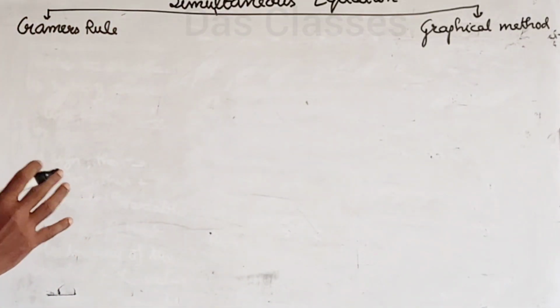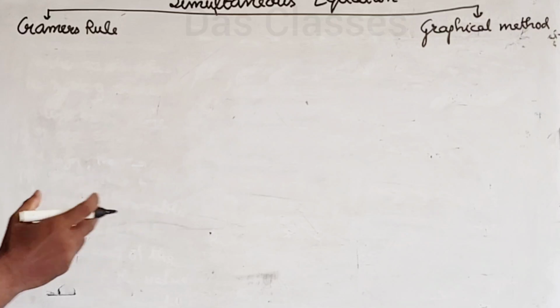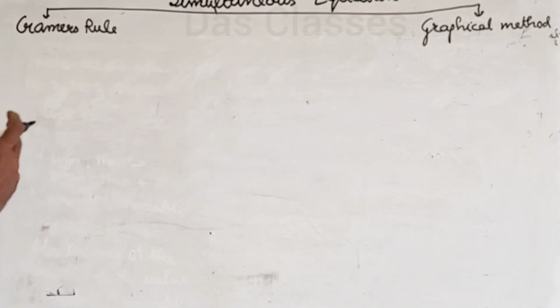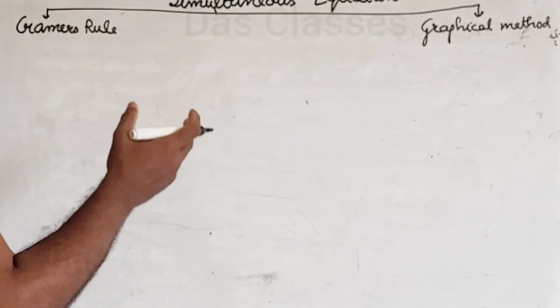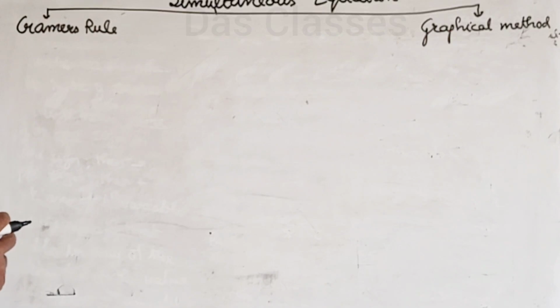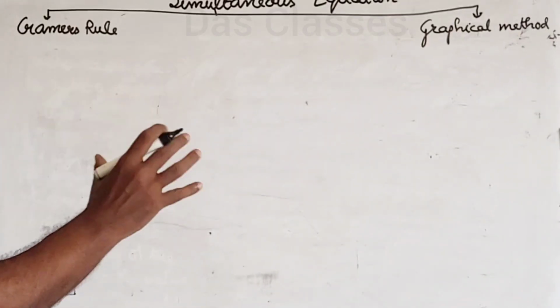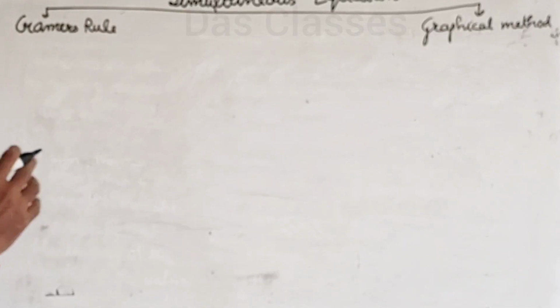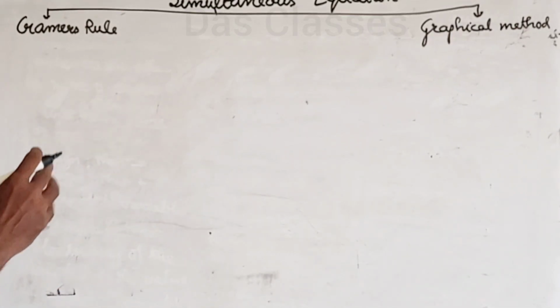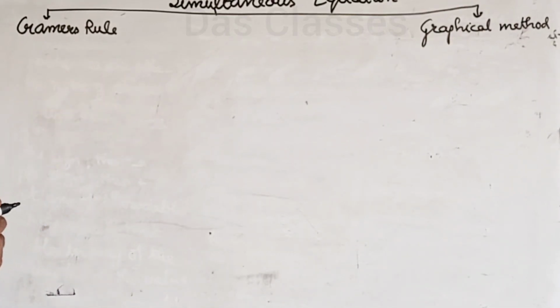Both the questions are very important in the exams. Both the questions are always asked. Out of this, Cramer's rule is easier, and in the graphical method there are a few calculations that you need to do. So we'll take an example and solve by both methods to understand how to solve, and also how both will give me the same answer.